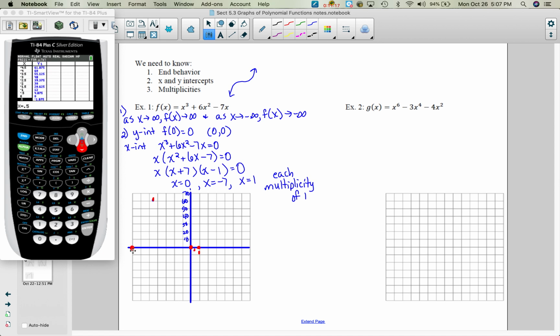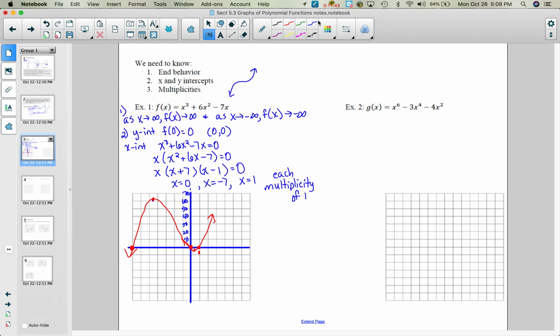So then we can graph something that looks like this. It's going to come up through here, come down through here, and then go up. That's just a rough sketch, but notice the end behavior. I'm using my calculator to see approximately how high up it goes. And so now I have a fairly accurate sketch of that problem.